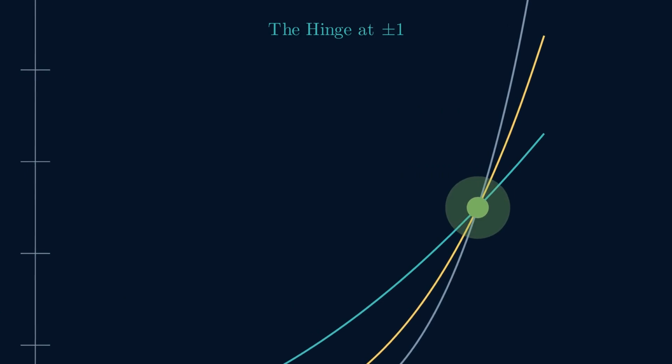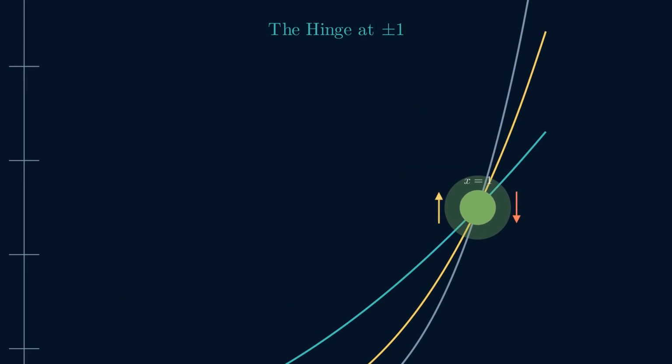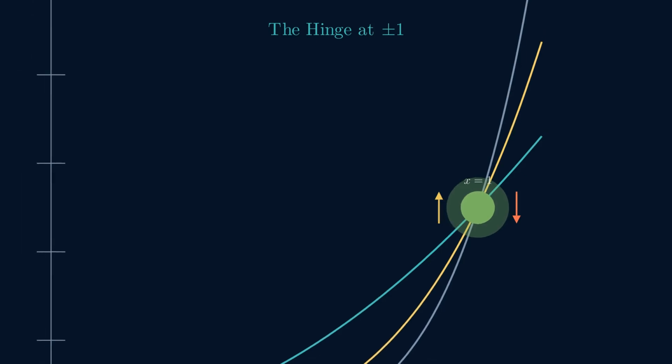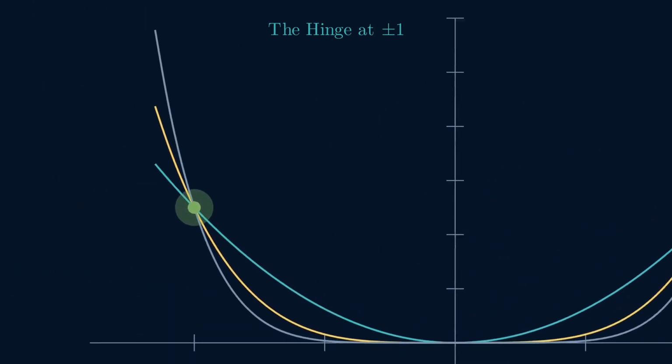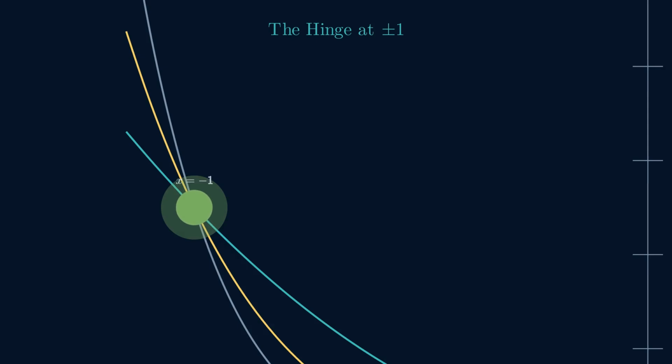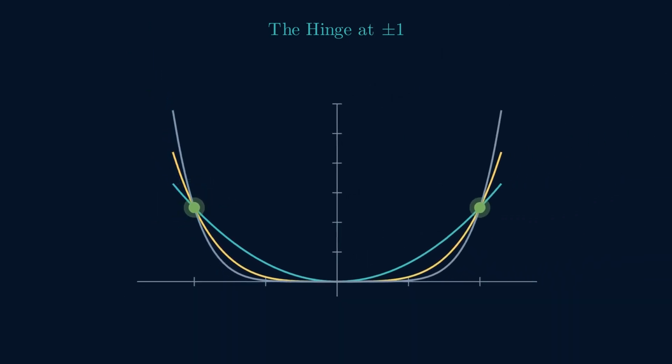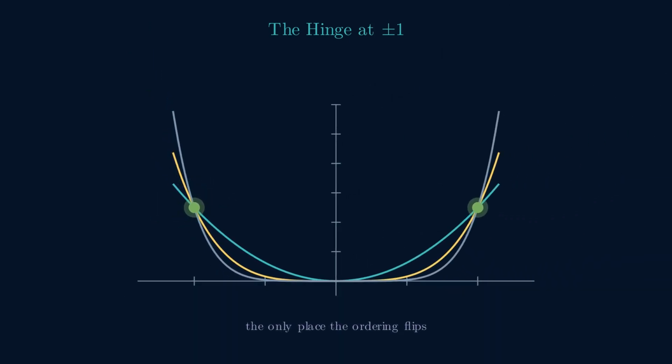At x equals 1, every power equals 1. At x equals -1, every even power equals 1 too. That's why all these curves squeeze through the same corner points, and why the ordering flips there and nowhere else. Plus or minus 1 is the hinge. Everywhere else in the whole real line, the ordering is locked.